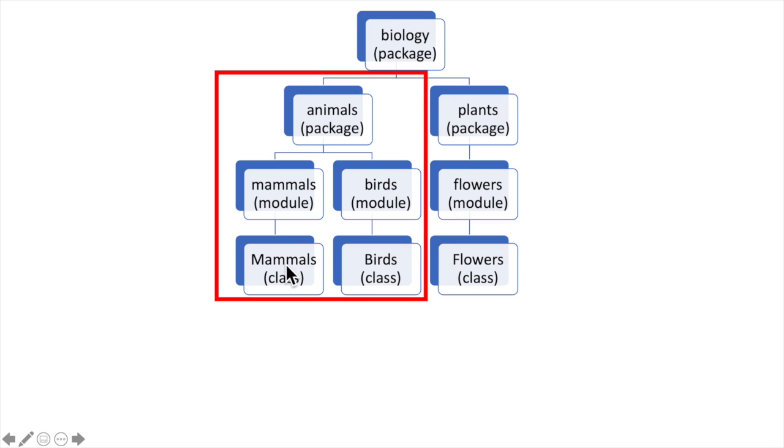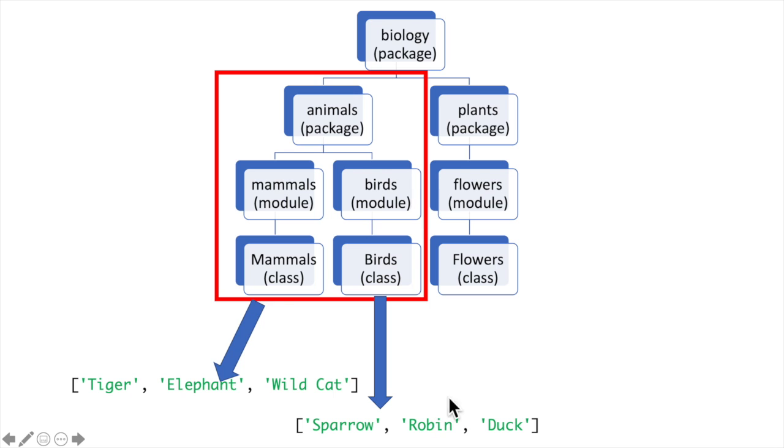I'm going to distinguish between modules and classes by the first letter. Mammal with a lowercase m is the module. Capital M is the class. In the Mammals class, you add 3 elements in an array, and for the Birds class, you have these 3 elements. And I create these 2 sub packages and the biology package.